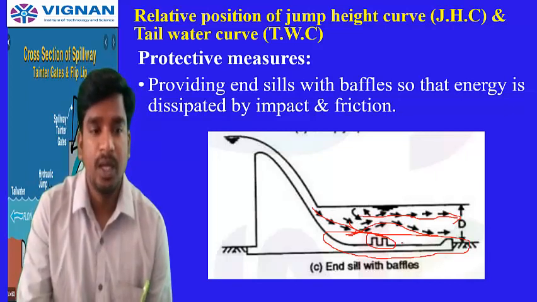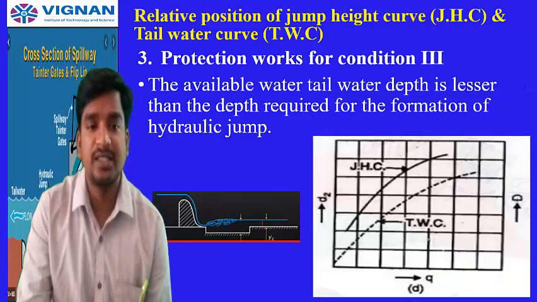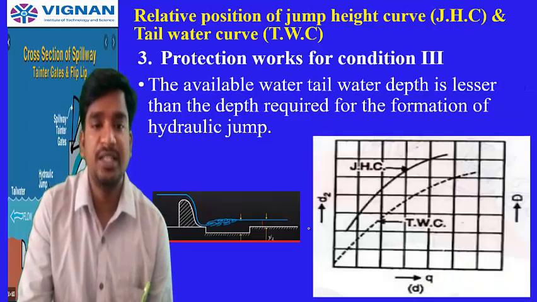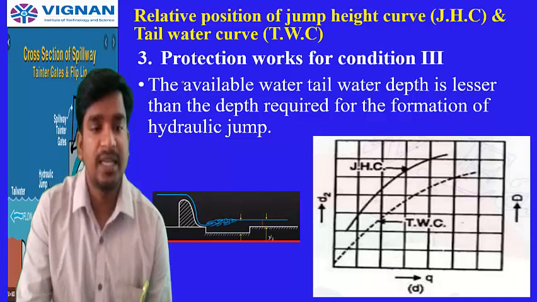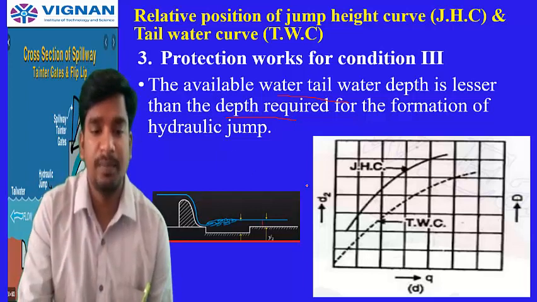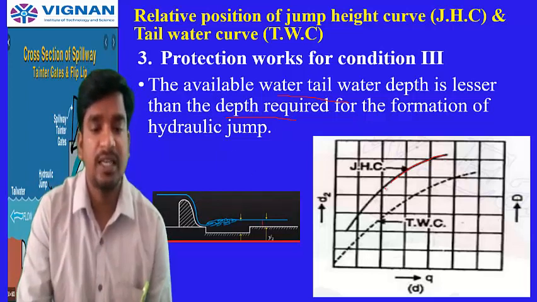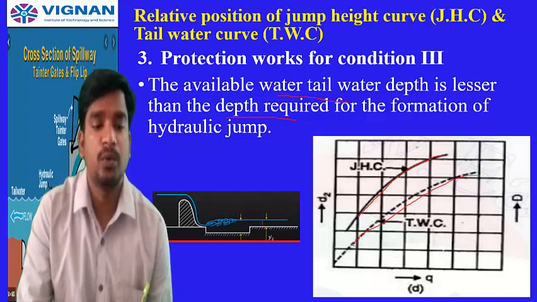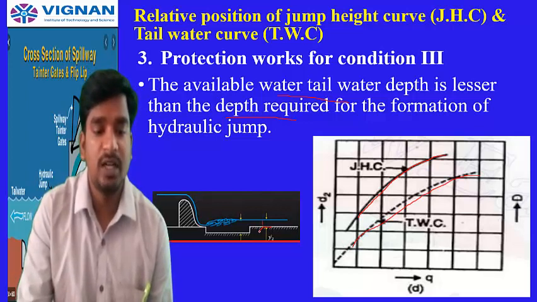Okay. Now let us move on to the next case, the third condition. In this third condition, the available water depth is less than the required, vice versa of the second case. So here the jump height curve is higher and the tailwater depth is very low. This is our required tailwater depth Y2, which we are denoting as capital D, and our depth is very less. It is only this much.